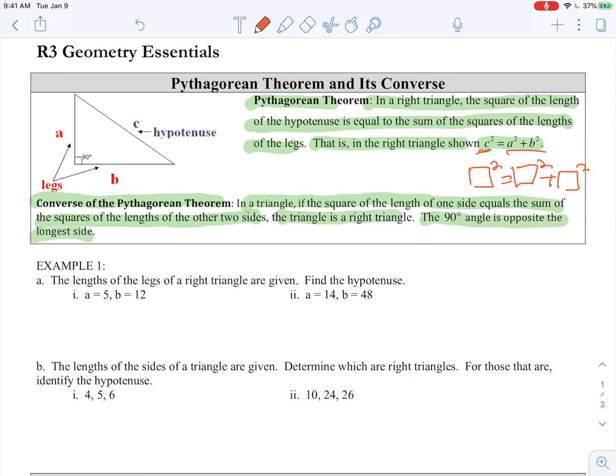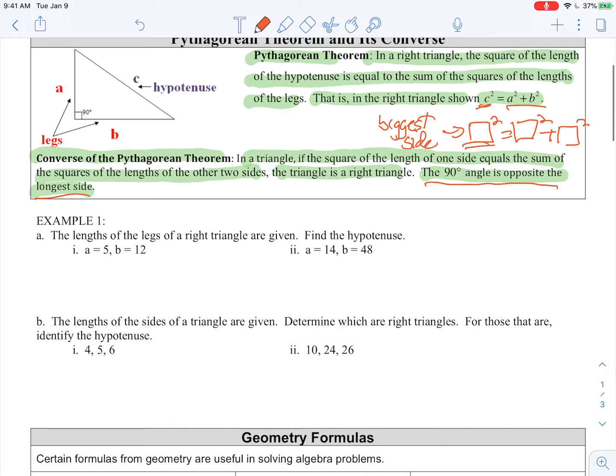And sometimes this is what students forget when they're doing this check, is they just plug numbers into the Pythagorean theorem, but the biggest thing is you have to make sure that the biggest side, or the longest length, is going to be that c term, or the c squared term, when you substitute it in. All right. So now the first question is, the lengths of the legs of a right triangle are given. Find the hypotenuse. So they're telling you that these are the legs, right? So they're giving it to you right now, a and b.